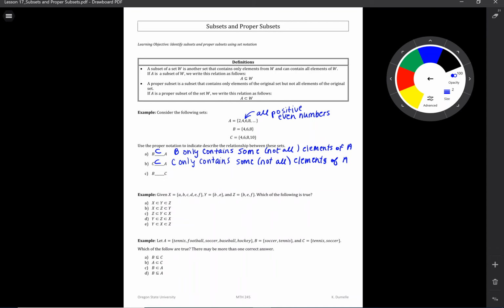All right, and next we need to determine how B and C are related. So B is 4, 6, 8, and C is 4, 6, 8, 10. So C contains one more element than B does. They are not the same set. So that means that B contains some of the elements of C. It contains 4, 6, 8. It does not contain 10. So C only contains some, not all, elements of B.